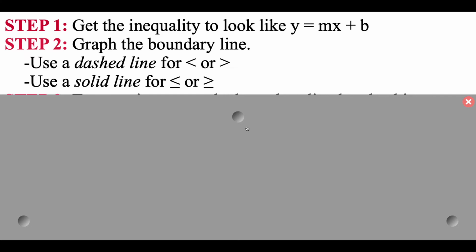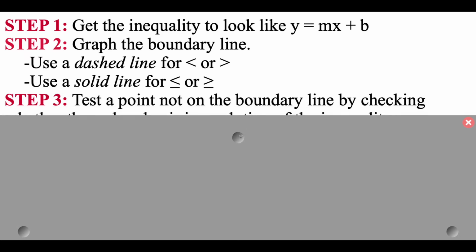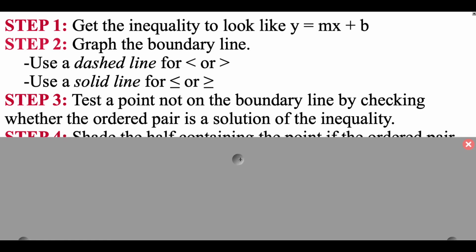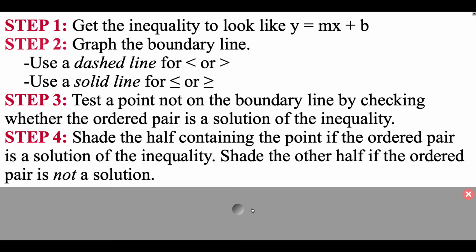Once we have our line graphed out, what we want to do is test out some point that doesn't lie on that boundary line. And we want to check if that point, that ordered pair, is a solution to the inequality. So we're going to take the x and the y value from the ordered pair, plug it into the inequality to see if it works or not. And then our last step here, we're going to do a little bit of shading. We're going to shade the half that contains the point if the ordered pair is a solution, but if the ordered pair is not a solution, then we're going to shade the other half.